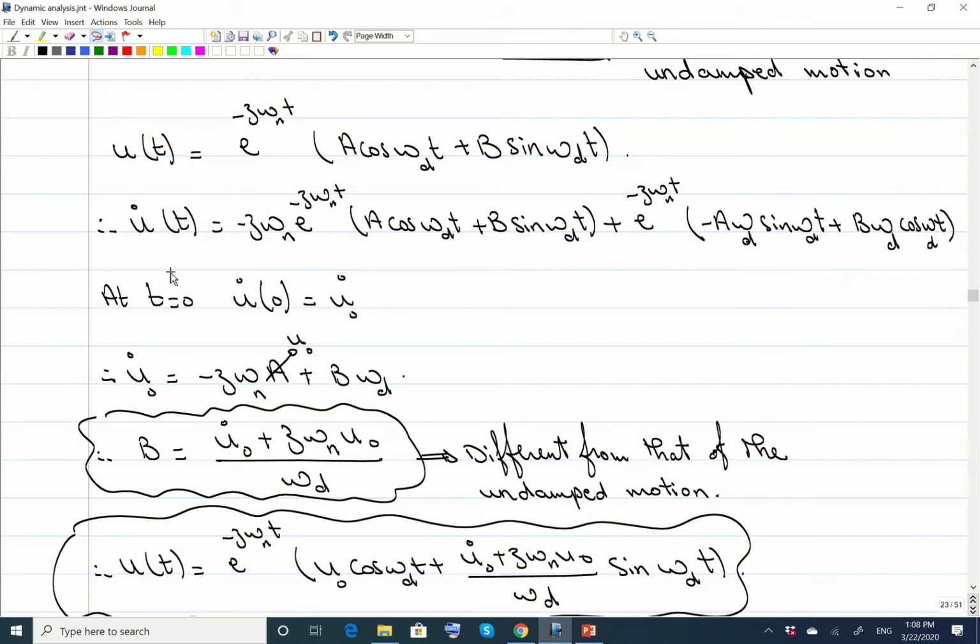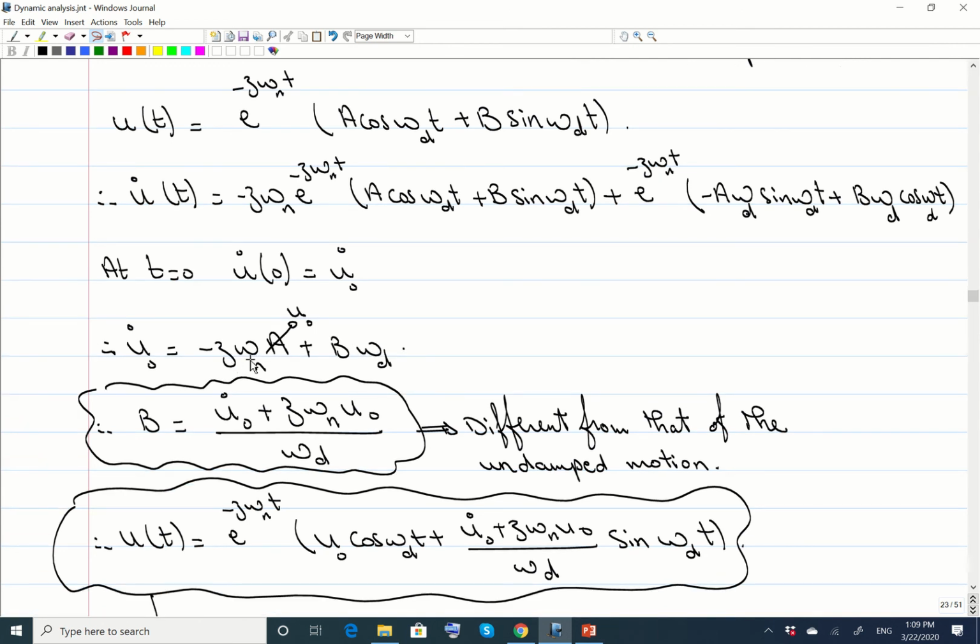Okay? Now put t equals 0. e to the negative 0 is going to be 1. Okay, so negative zeta omega n a. Okay, so a is u node, and then this term is going to cancel because sine 0 is 0, and then this becomes 1, and over here this is 0, and then b omega d cosine 0 is 1, so b omega d. So u dot node is equal to negative zeta omega n u node plus b omega d.